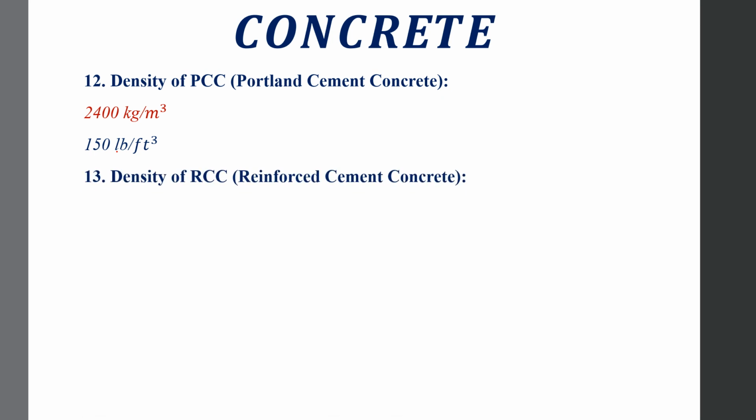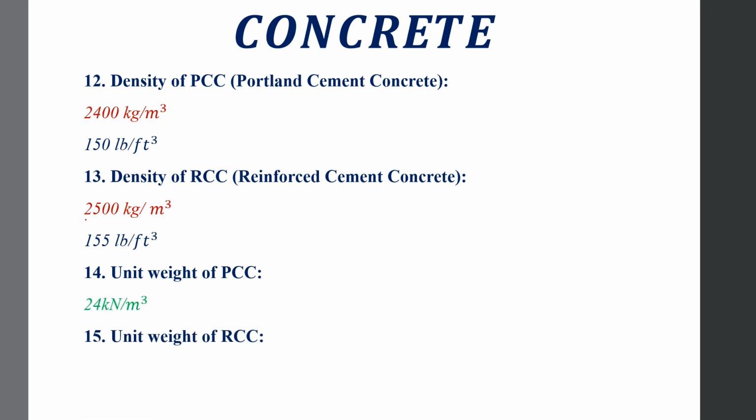The density of reinforced cement concrete is simply 2500 kgs per meter cube, 100 kg per meter cube more than PCC. This is 2500 kg per meter cube or 155 pounds per foot cube. The unit weight of Portland cement concrete is simply 24 kilonewton per meter cube, and for RCC, the unit weight of concrete is simply 25 kilonewton per meter cube.